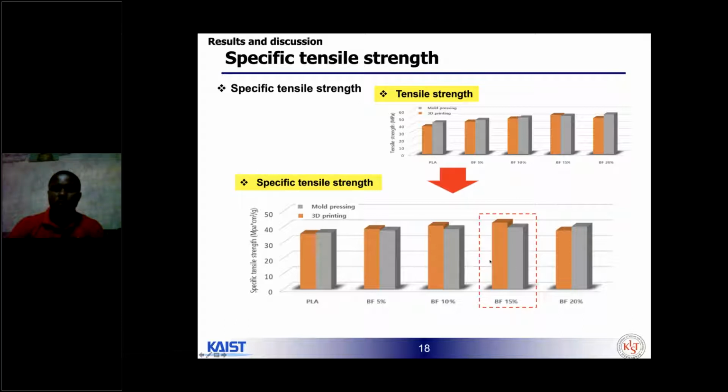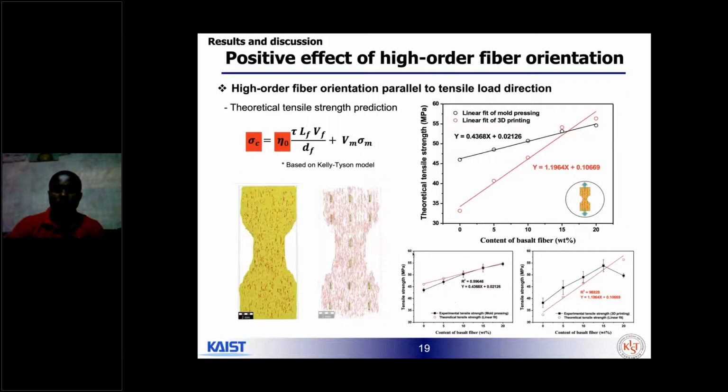This result is highly related to high-order fiber orientation and high-volume void content in 3D printing. In the next session, I will discuss it in detail. This slide is a description of the positive effect of high-order fiber orientation on the composite strength delivered from 3D printing.